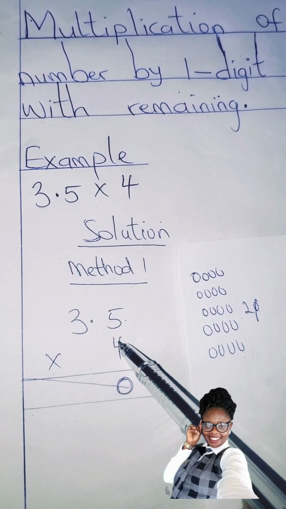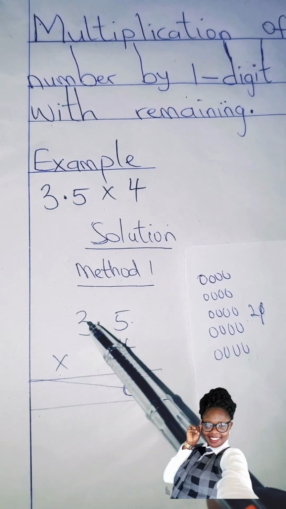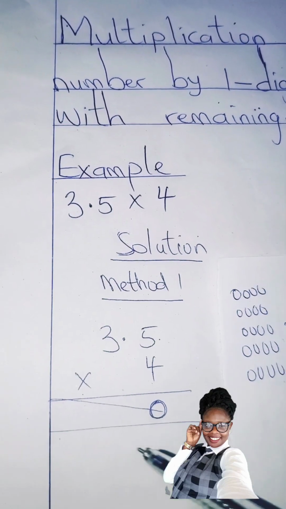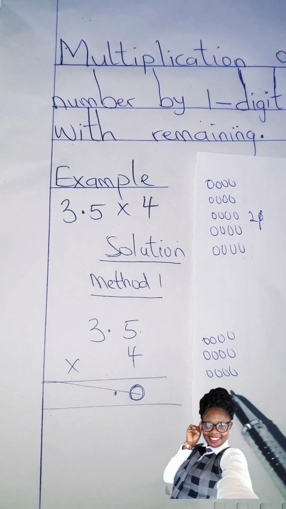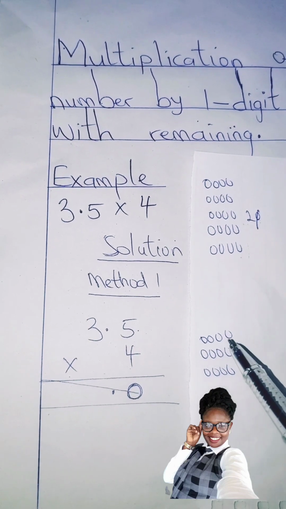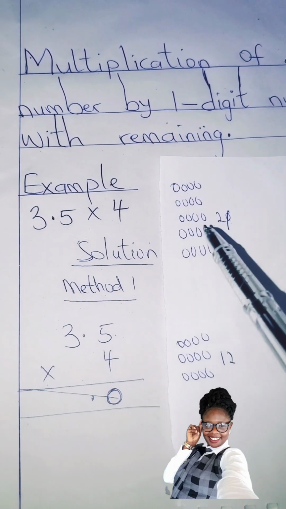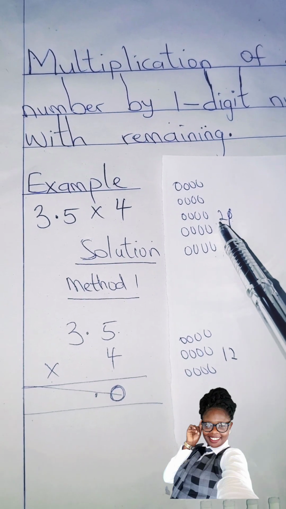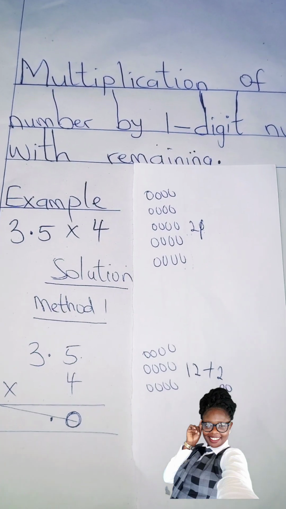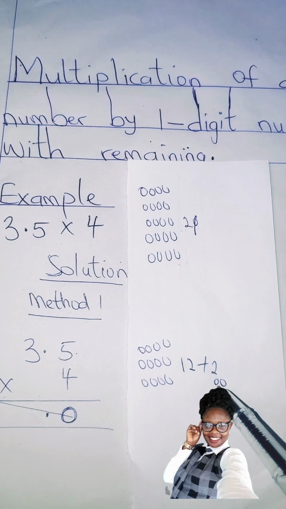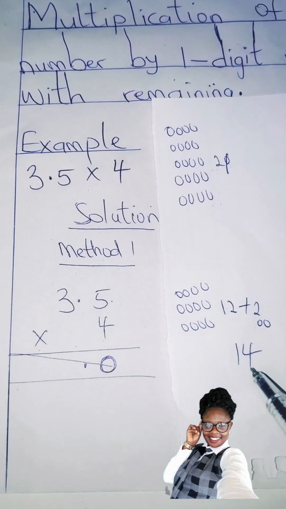I'll go ahead to count my 4 in 3 places. And do not forget to put your point here. And that is the decimal point. Here are my 4 circles in 3 places. I'll go ahead to count together. And my answer is 12. But do not forget, I'm left with 2 here. So I'll add this 2 to this 12 and add together. This is 12, 13, 14. And my answer is 14.